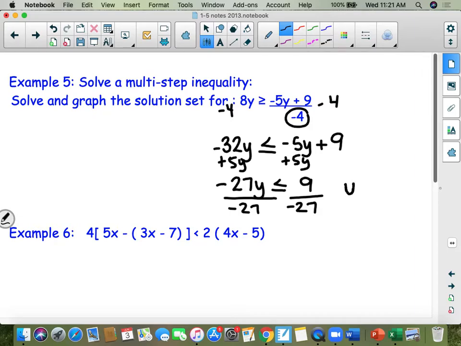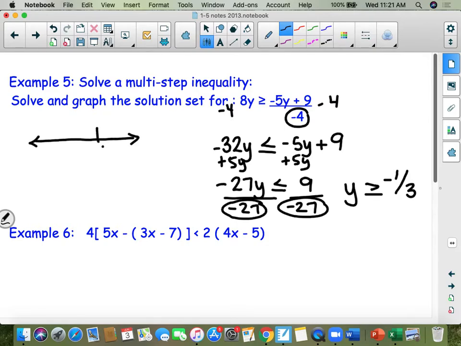So down over here, I'm going to say that y is greater than or equal to, because I divided by a negative number, 9/27, which is the same thing as a negative 1/3. You can do that on your calculator. Make myself a number line. I know that 0 is here, and I know that a negative 1/3 is to the left of 0. I'm going to use a closed circle at a negative 1/3, and I'm going to shade to the right because that's the arrow. And my interval notation is a bracket because it's a closed circle, to infinity.